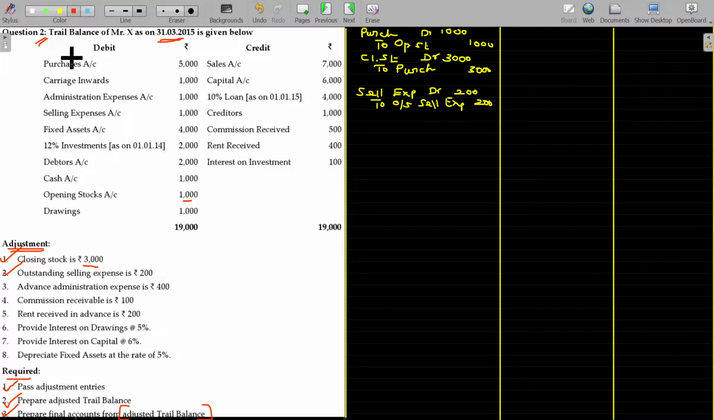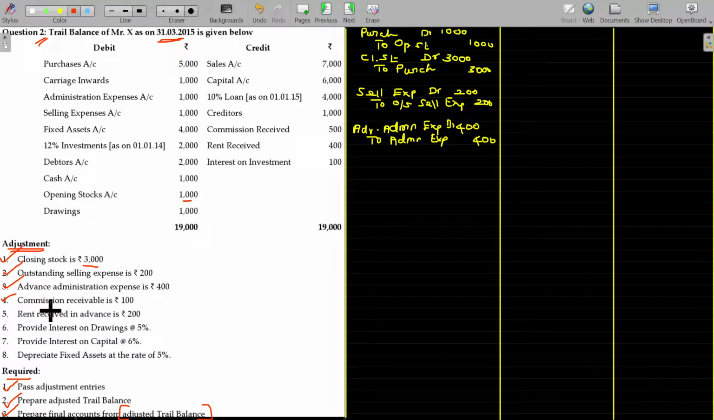Okay. In case of advance administration expenses, what can you do? In case of advance, it should be subtracted from that expense. The expense is usually a debit balance, so to subtract it should be credited here. So that advance should now be debited. Advance admin expenses should be debited to admin expenses. This value being 400. Clear?